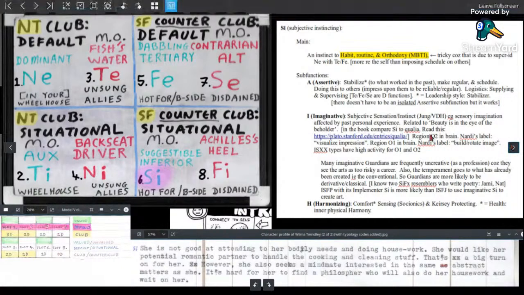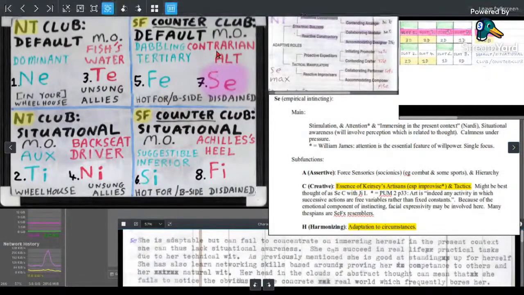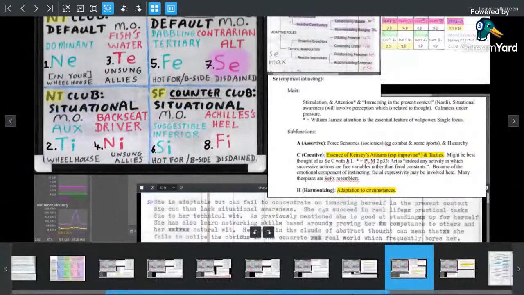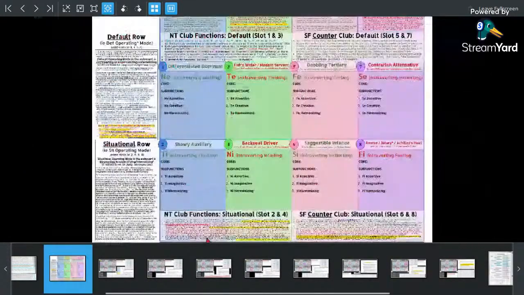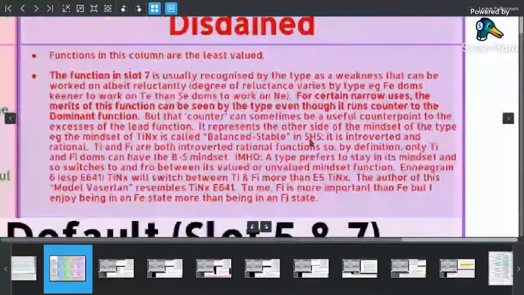Next one. Now we're going to go to the unvalued counter club functions. There's something here about the contrarian alternative, that it provides a balance against excesses of the lead function. So I think I'll put that down there. Provides balance.